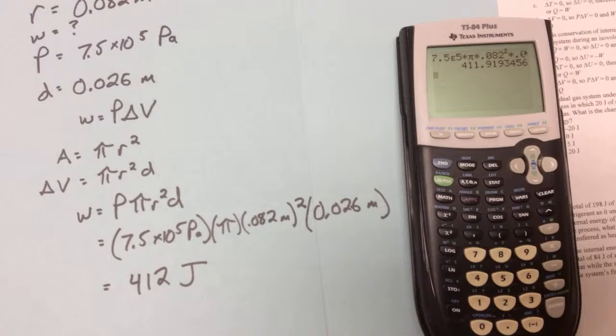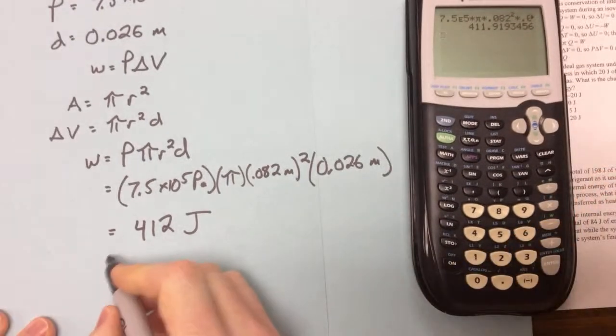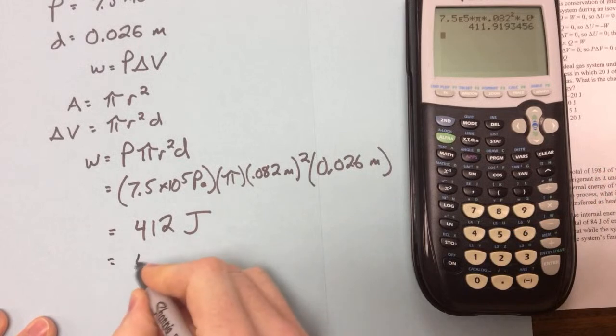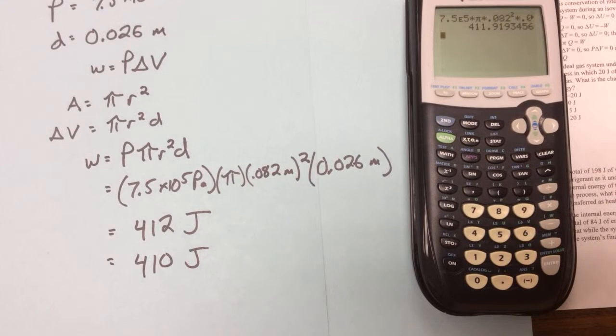Oh wait, somebody got 409, but maybe rounded. You probably rounded somewhere, right? And somebody mentioned 2 sig figs. Yeah, your answer, technically speaking, should have 2 sig figs. So it'd be best to round this and just say this is 410 joules. And we should round the other answer to 2 sig figs too. Yep, 409, so 410, that's fine.